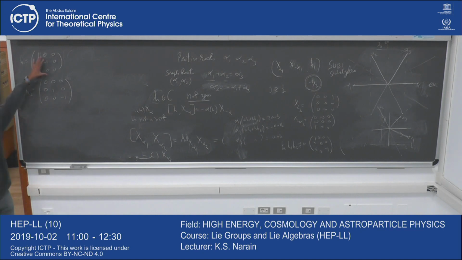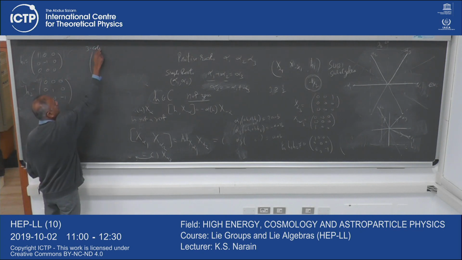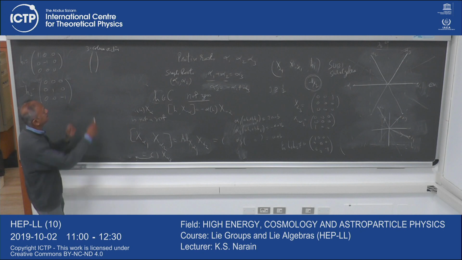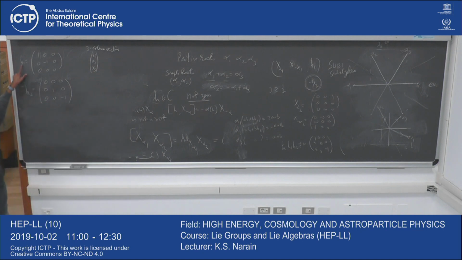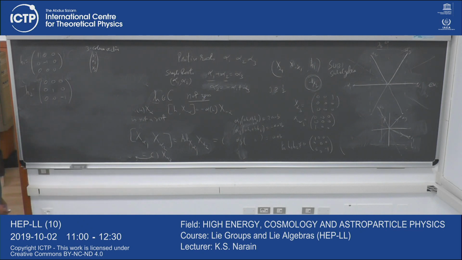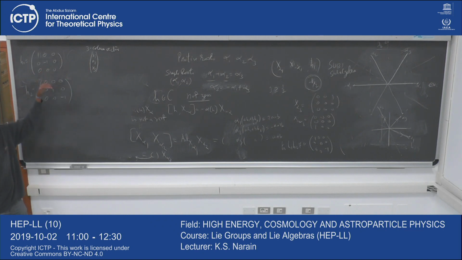Clearly these are 3 by 3 matrices, so they act on a 3-dimensional, 3-column vector. This is going to act in some 3-dimensional space just by matrix multiplication. So I have some vector, let's say x1, x2, x3. The action of H1 in the fundamental is simply multiplying by this matrix, and it gives you another 3-dimensional vector. Similarly for H2.